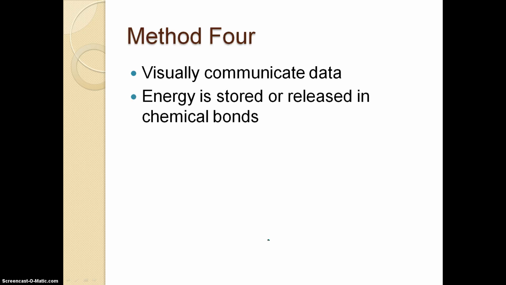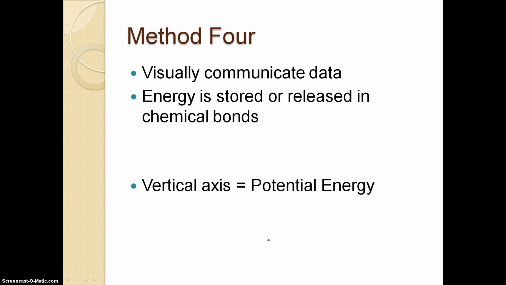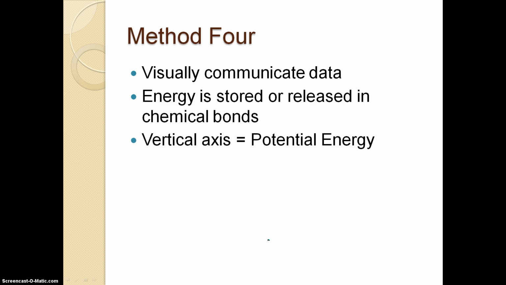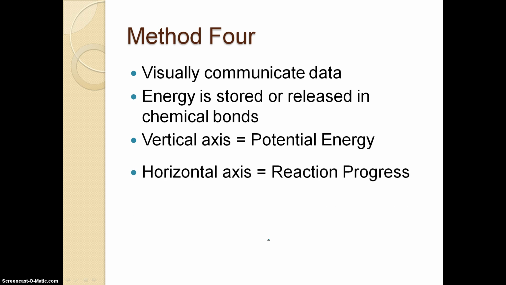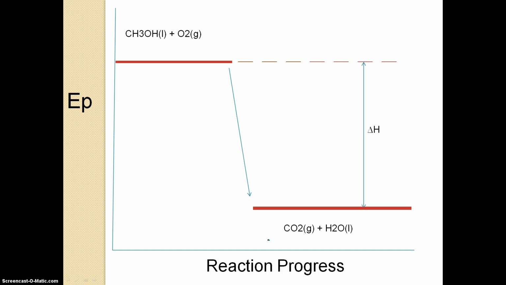Now this is based on the principle that energy is stored or released in chemical bonds. Okay, if we have an endothermic reaction, we're saying that energy was absorbed by the bonds, and if you have an exothermic reaction, we're saying the bonds were broken and energy was released. So on the graph, our vertical axis will be potential energy and our horizontal axis will be reaction progress.